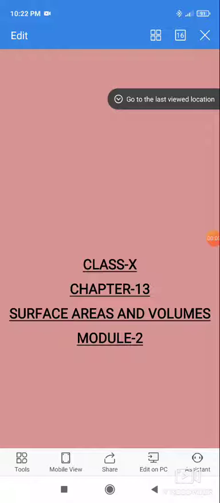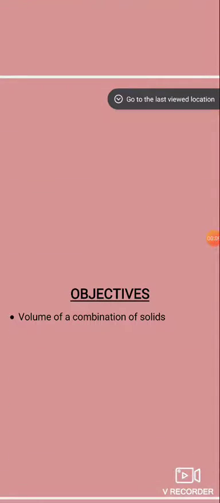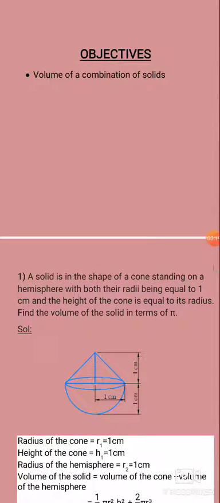Class 10, Chapter 13, Surface Areas and Volumes, Module 2. Objectives. In this module, you will learn about volume of a combination of solids. Dear students, last class we had discussed the surface area of combination of solids. Now in this section, volume of combination of solids.